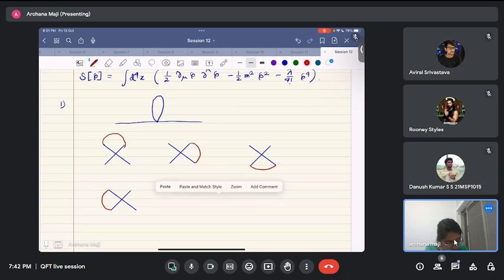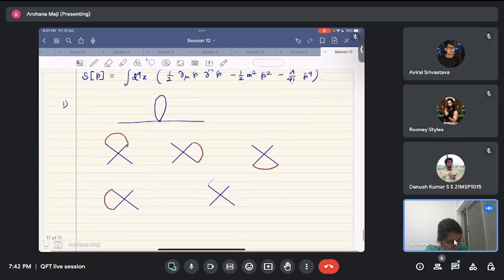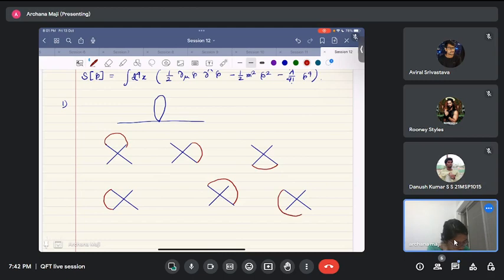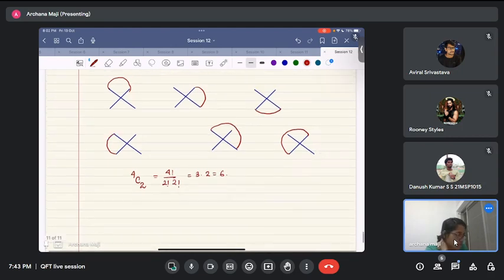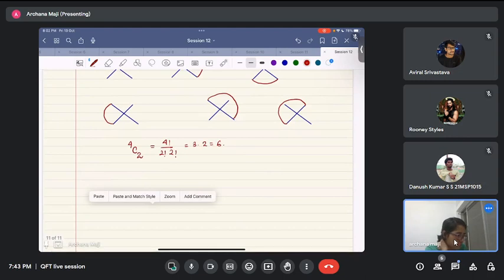This is another way of connecting it, or we can also connect, and the last one would be connecting these two. No, connecting these two. So we can see that out of 4 legs, we can choose any two in 4C2 ways, which is 6. So we can get that diagram in 6 possible ways.